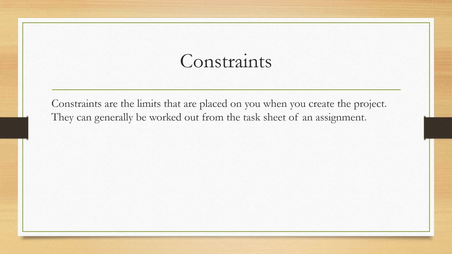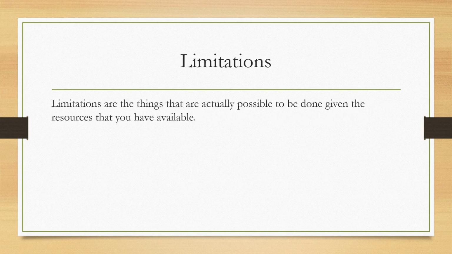Our constraints are the limitations that are placed on us when we create the project. You'll generally get these from the assessment item itself. Or if this was a corporate environment, your boss would say, these are the things that you must do to adhere to our branding or our company's position. So they're things that are non-negotiable. And our limitations were things that were actually possible to be done given the resources that we have available. So we did a fair bit of work there. We deconstructed a problem to get a starting scope and work out our constraints and limitations.